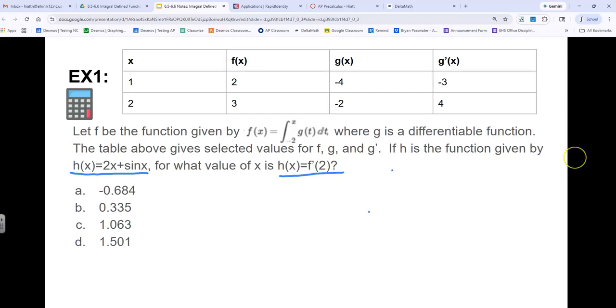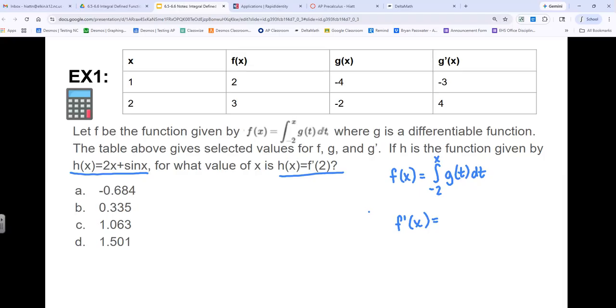So, f of x is the integral from -2 to x of g of t dt. But the question doesn't need me to find f of anything. I need to find f prime of x. What is the derivative of f of x going to be?